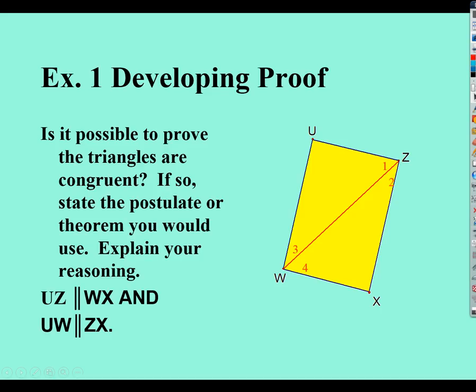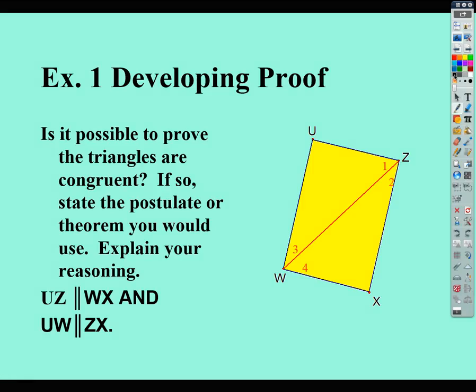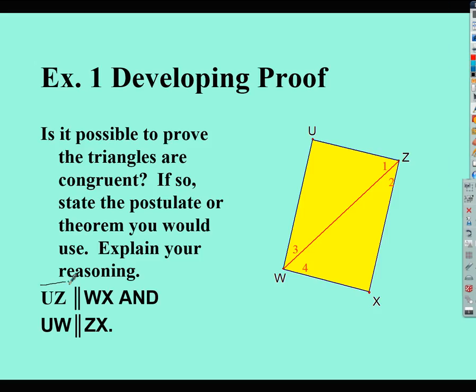So they tell us that side, and this isn't exactly right. I should have that symbol there, shouldn't I? Side UZ, what's that mean? Is parallel to side WX. So UZ parallel to WX. I'll add an arrow there, right? And then we know that side UW is parallel to side ZX. So I can add 2 arrows there. Okay, that might be helpful, right?